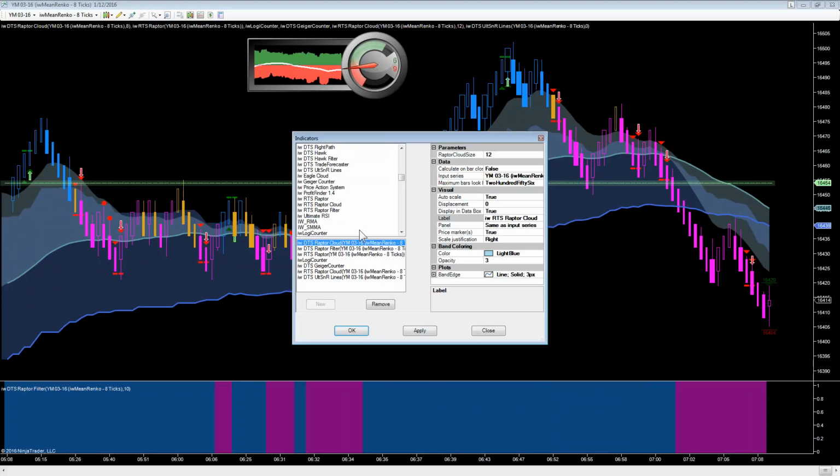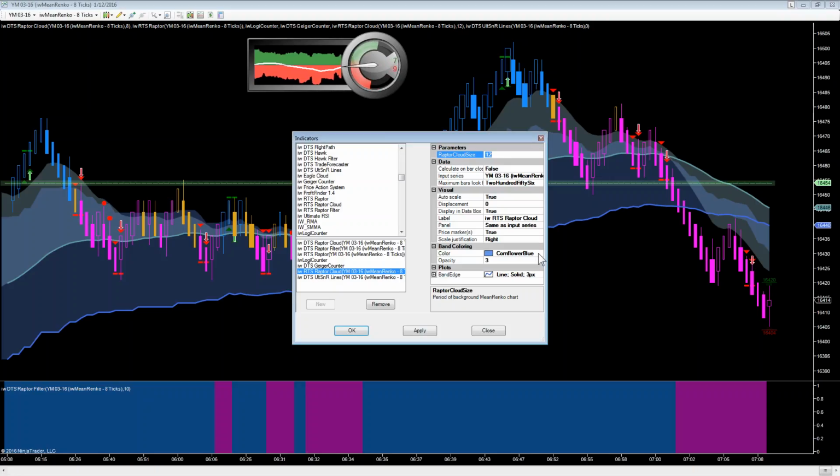So what I've done, and these are Ricardo's recommendations. I know Jim runs something a little bit different. I think Jim runs a 6 and an 11. Ricardo was running an 8 and a 12, I believe. That's what I'm using, is an 8 and a 12. So change one Raptor cloud to 8. Change the other to 12.